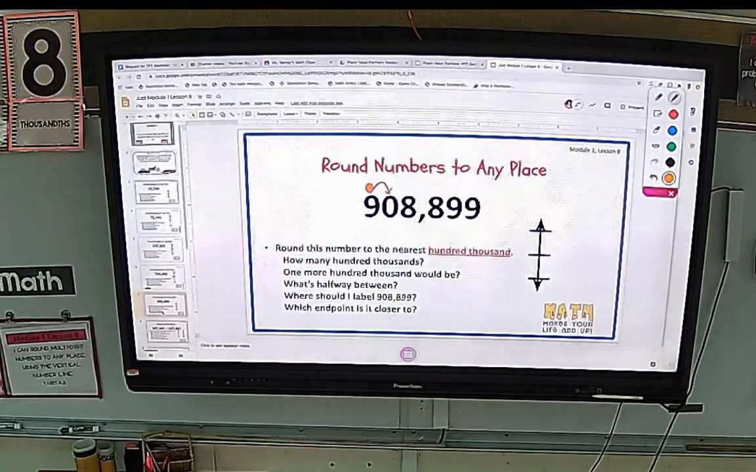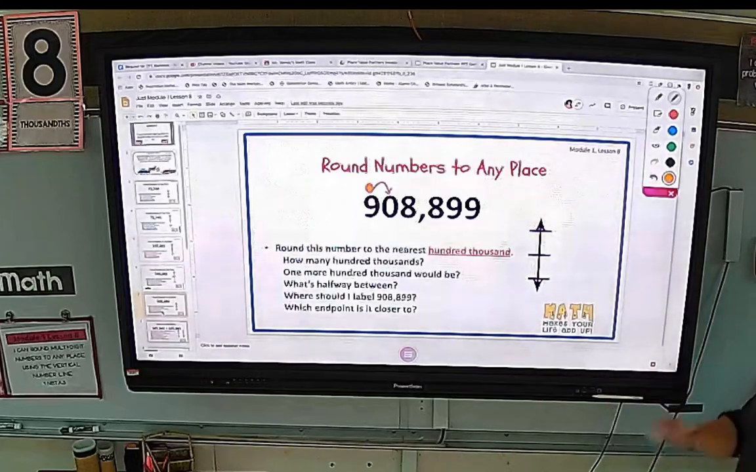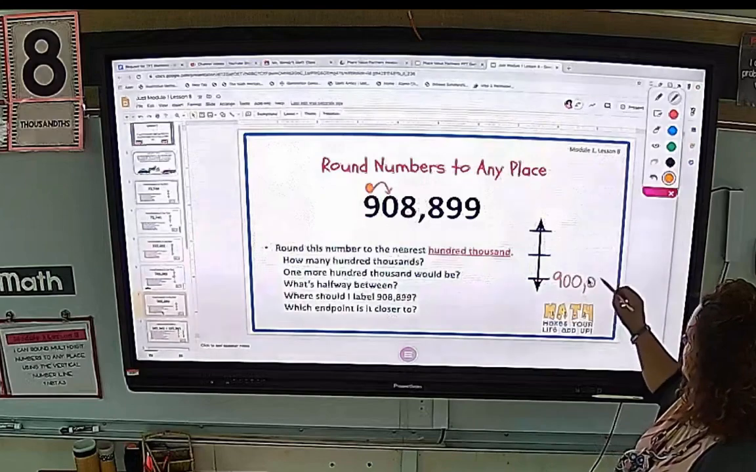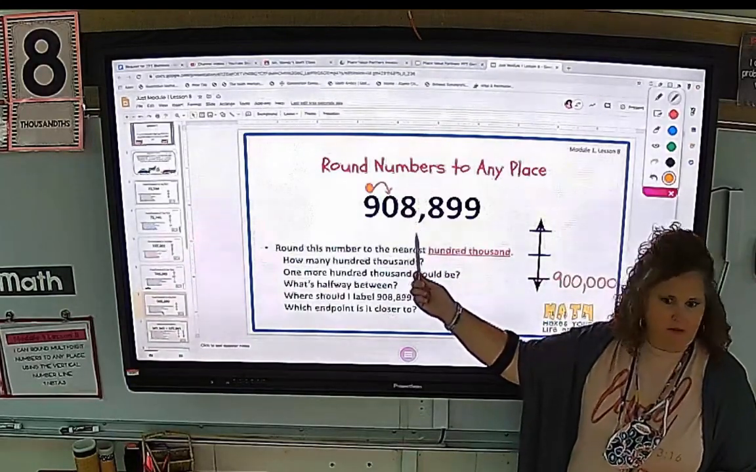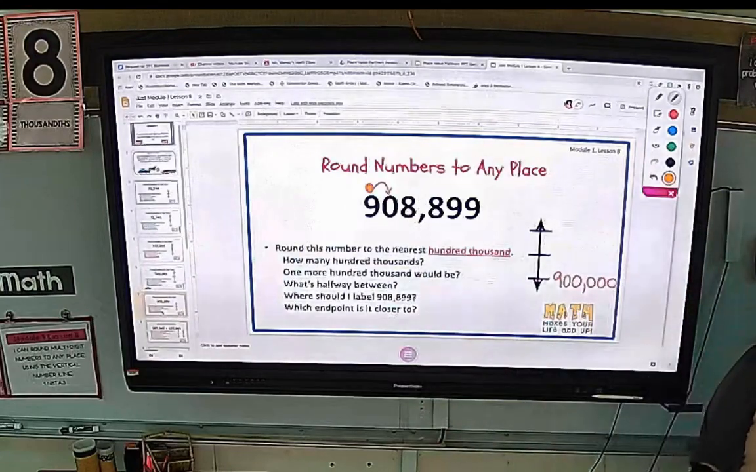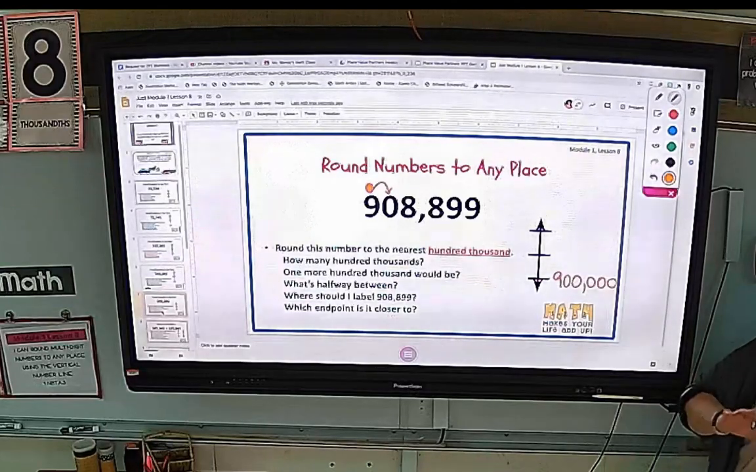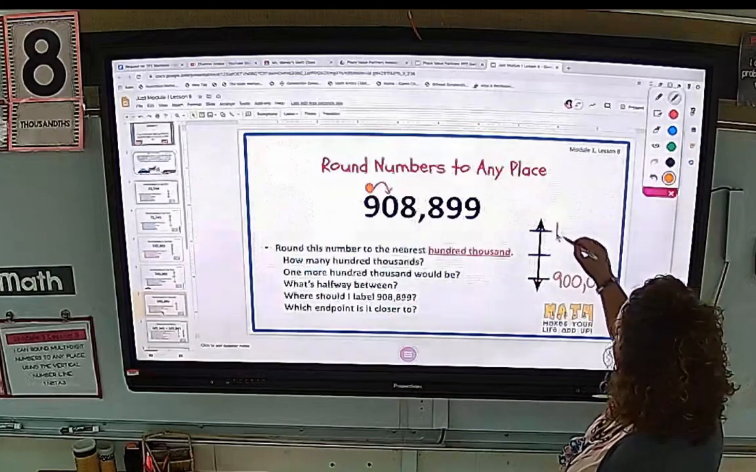What is the bottom number on your number line? How many 100,000s are you starting with? Haley, what'd you put as your bottom number? 900,000. That's exactly right. 900,000. Because these thousands right here are not big enough to be 100,000s yet. Okay. What's your top number? 1 million. Okay, whoa, we finally made it to the millions place, didn't we? One more 100,000 puts you at 1 million.